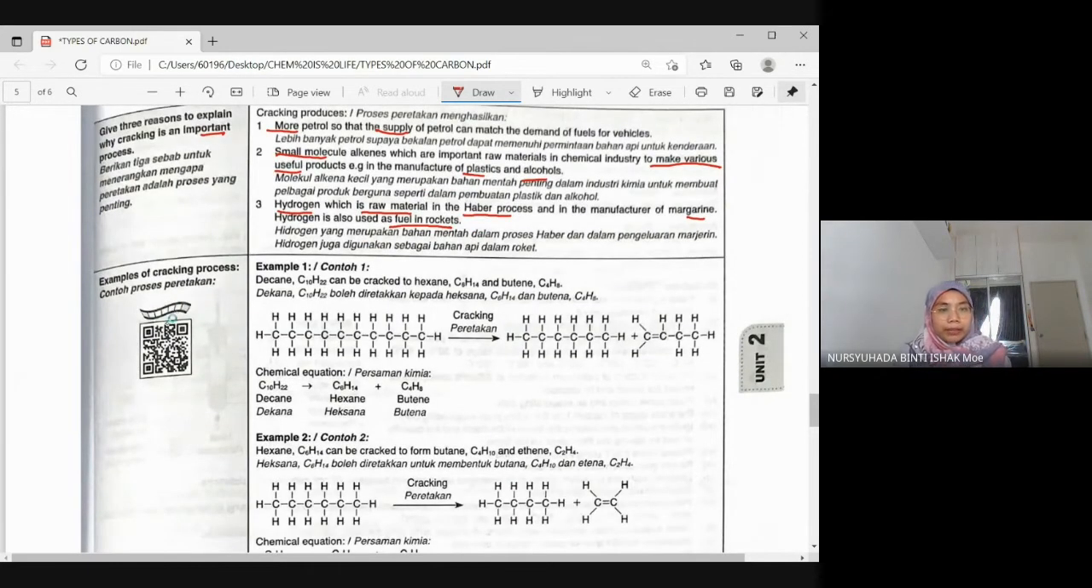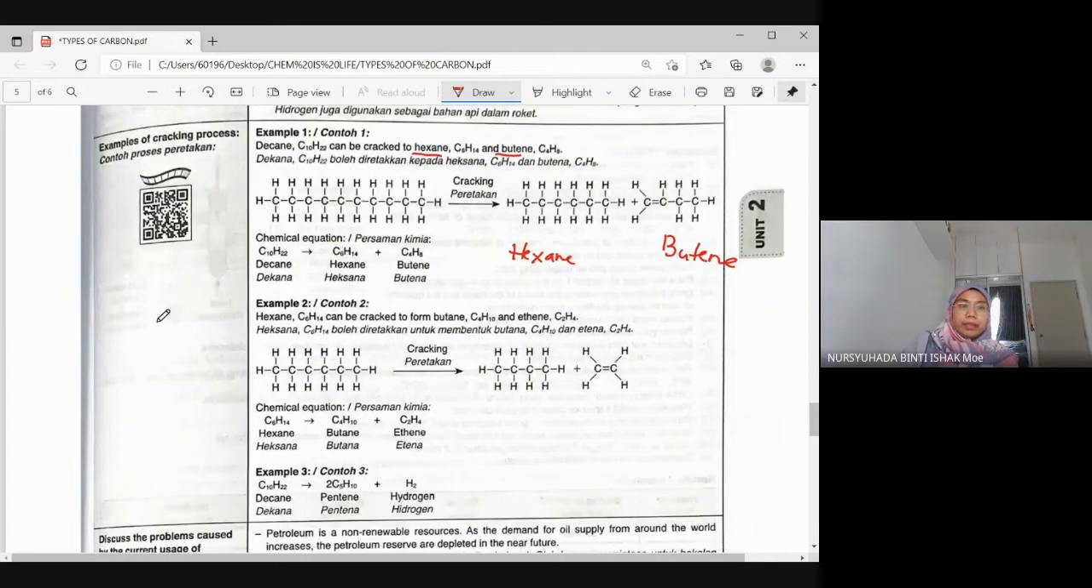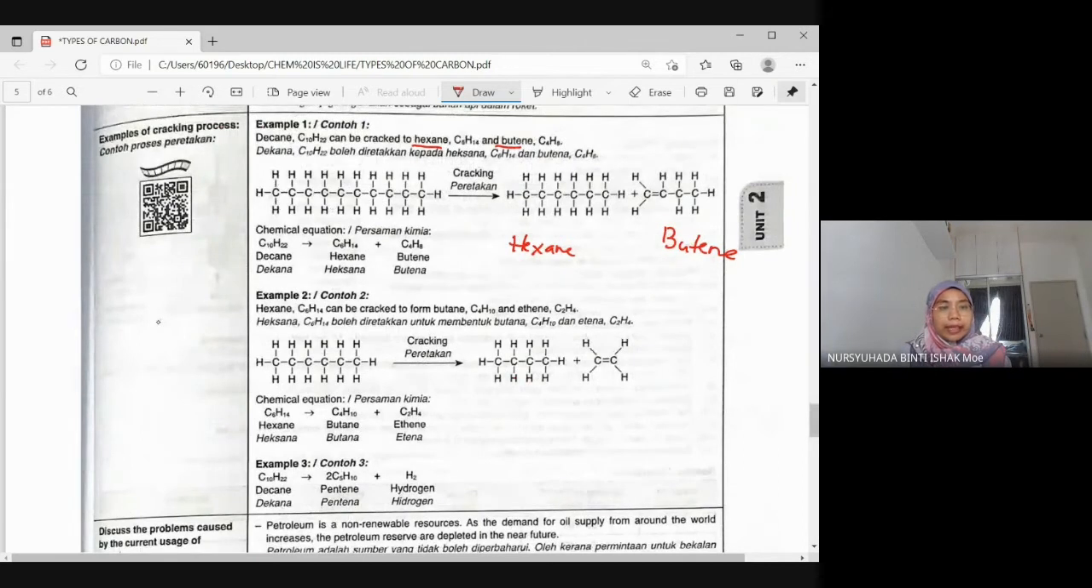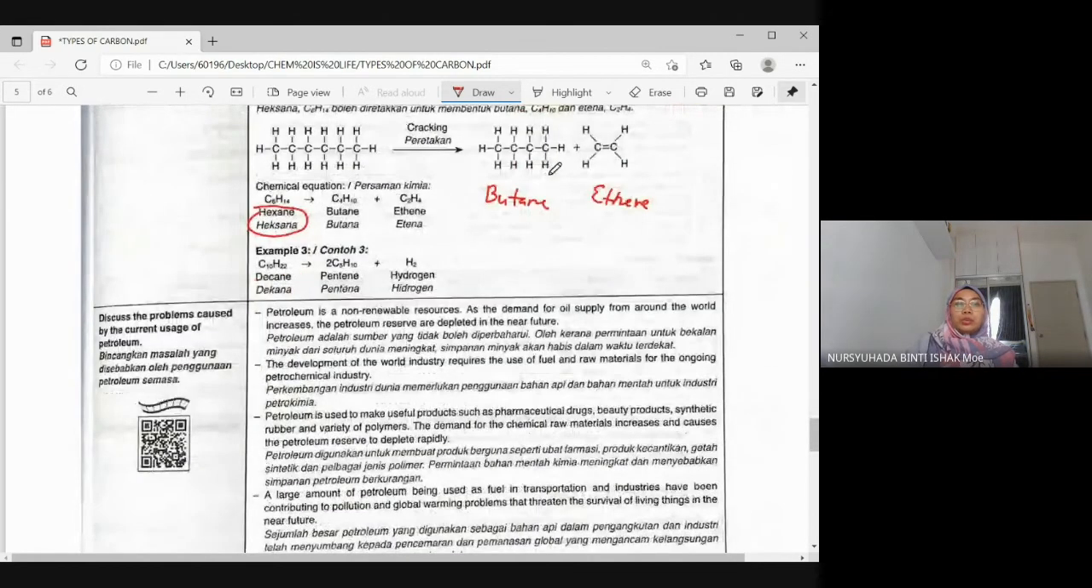Okay, beginilah proses cracking. Contohlah decane. Decane C10H22 dia boleh crack into hexane, C6 and juga butane C4. Okay, decane. So dia akan jadi inilah. So this one is hexane, ni hexane. And this one is butane. Alright. Sama juga yang ni. Hexane, dia akan crack boleh jadi butane and ethene. So these two lebih banyak kegunaan berbanding hexane yang panjang-panjang macam ni. Macam butane kita boleh guna untuk LPG.